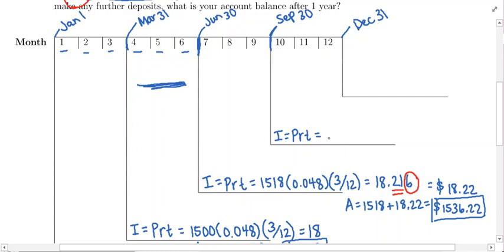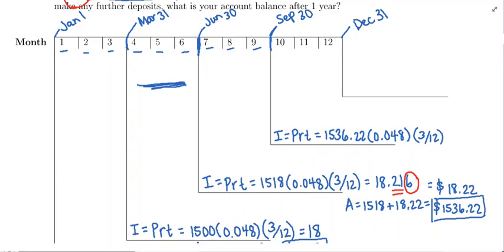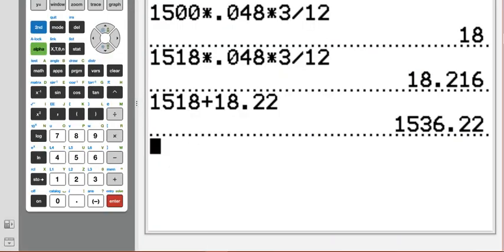During the third quarter, the amount of money earning interest is $1,536.22. Multiply that by your interest rate. In the third quarter, July, August, September, that's a 3-month period, so 3 out of 12 is your time. Let's plop this into the calculator. So let's see here.